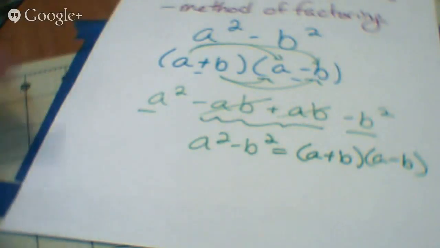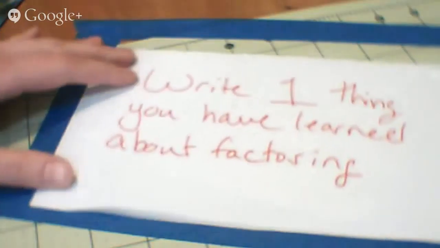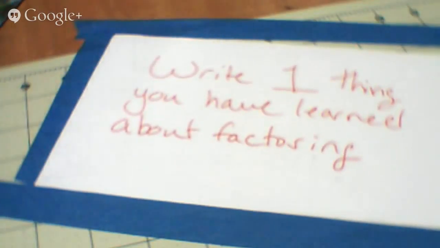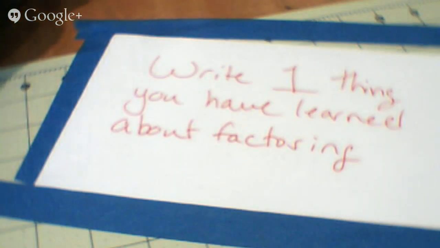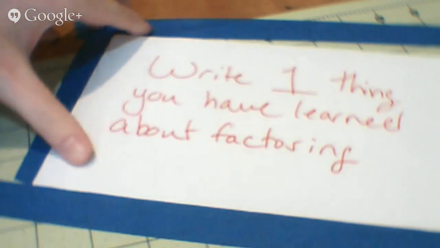So now we just realized the method of the difference of squares. So I'll go ahead and have you pull out your KWLS chart and write one thing you've learned so far about factoring. All right. If you haven't finished, go ahead and pause it and come back. But we're going to work on an example next.